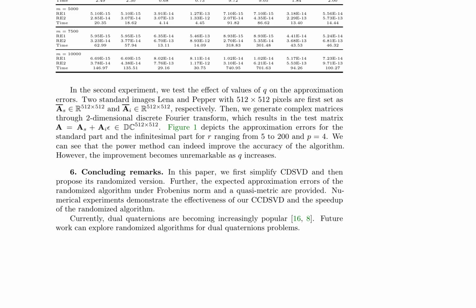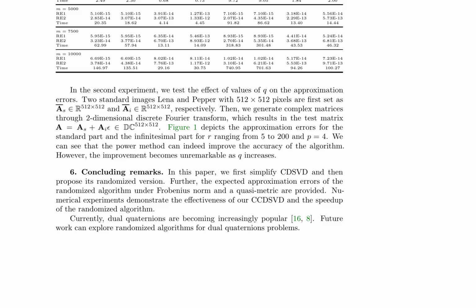In the second experiment, the authors tested the effect of values of q on the approximation errors. Two standard images, Lena and Pepper, with 512 x 512 pixels were first set as elements of R^(512x512) and I in R^(512x512), respectively. Then, they generated complex matrices through two-dimensional discrete Fourier transform, which results in the test matrix A equals As plus Ia in C^(512x512). Figure 1 depicts the approximation errors for the standard part and the infinitesimal part for r ranging from 5 to 200 and p equals 4.